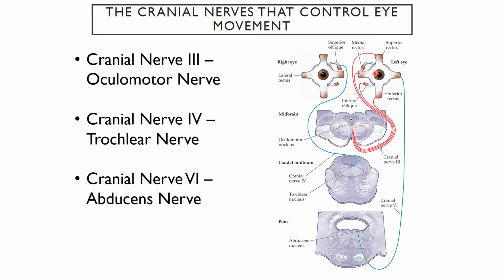We're also not talking about how the eyes control binocular vision, so we're going to ignore that completely. We also are not going to talk about moving the eyes in the vertical position. Instead, we're going to be focusing on how eyes move left and right, so just in the horizontal plane.